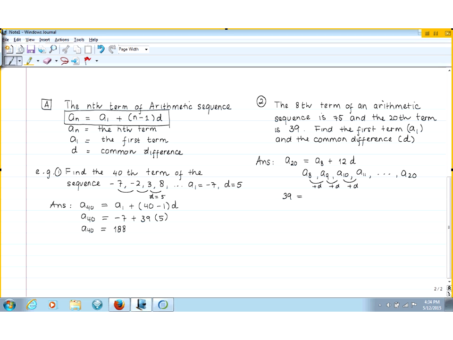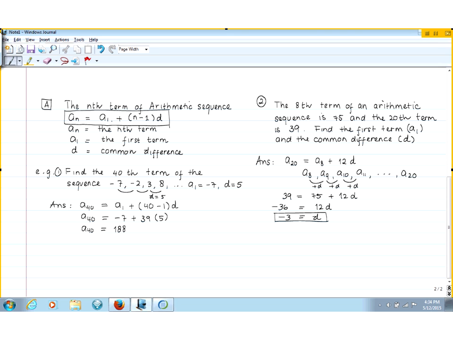Okay? So we know that A20 is 39, so 39 is equal to A8, which is 75, plus 12D. So subtract 75 from both sides. So 39 minus 75 is negative 36. So D is equal to negative 3. So the common difference is negative 3.